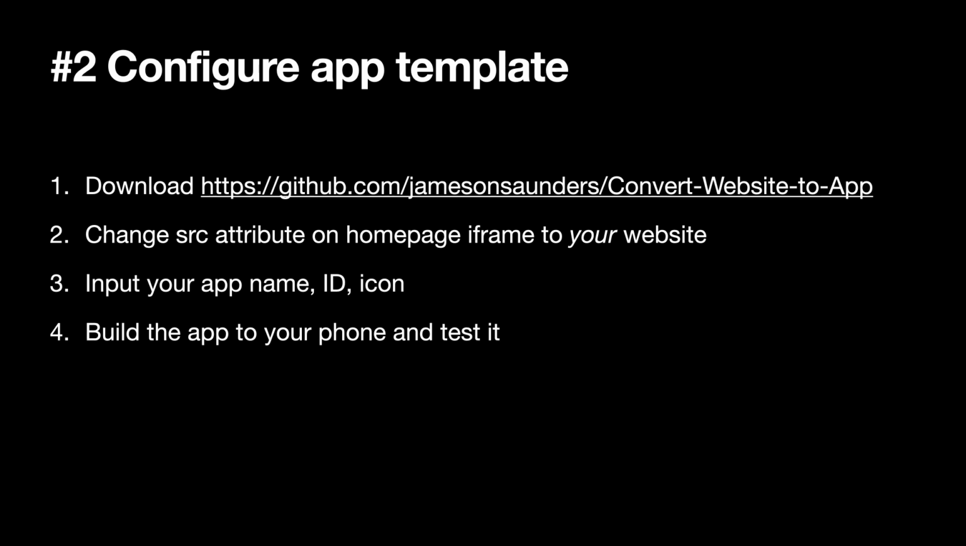So here's the URL. It's github.com/jamesonssaunders/convert-website-to-app. Pretty intuitive URL. I'll leave that on the screen for a while in case you want to write that down. But basically you just download the zip file from that URL.